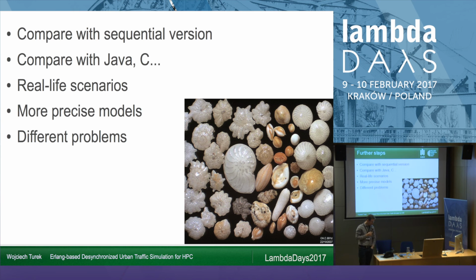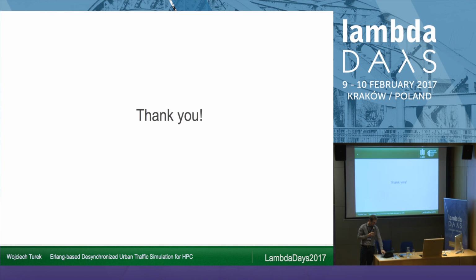Real-life scenarios, more precise models, and different problems. And these shells are not by accident. These are actually foraminiferas, which are small sea creatures which indicate oil. So they are of great interest. There are billions of them in the oceans in particular parts of the world, and people want to know how they migrate and how they behave. So people want to simulate them. This is the problem we are aiming at on this scale. This is what we want to do next. All right, thank you very much.